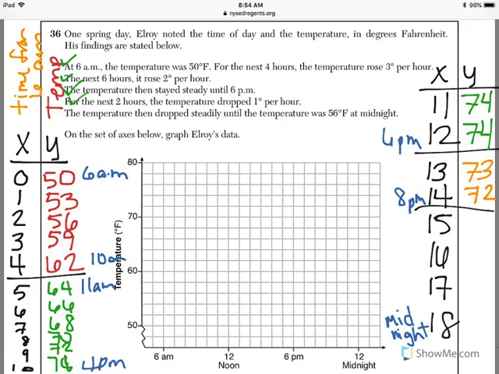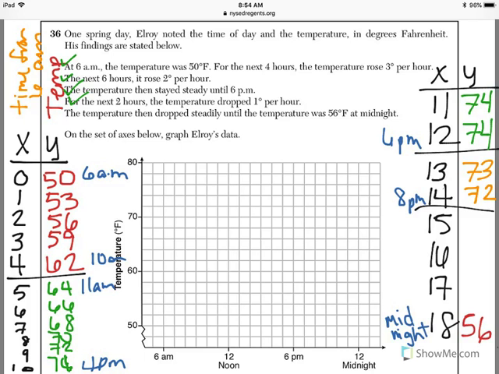So that's checking off the fourth one. And then it says the temperature dropped steadily until the temperature was 56 degrees at midnight. So it doesn't tell me what I'm dropping by. All I know is that by midnight I am at 56 degrees.